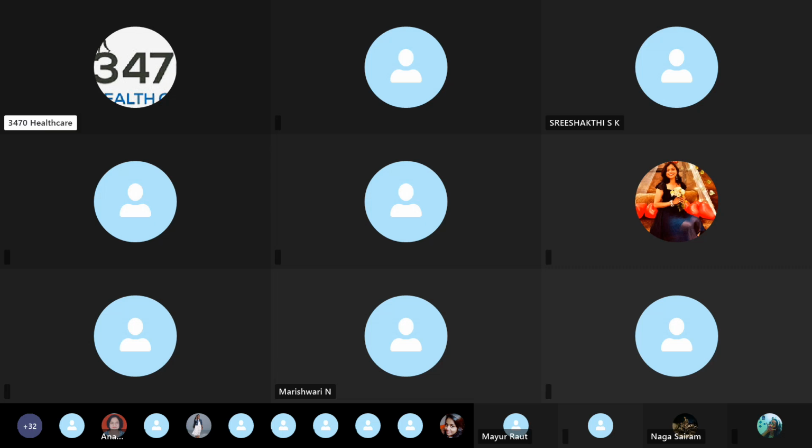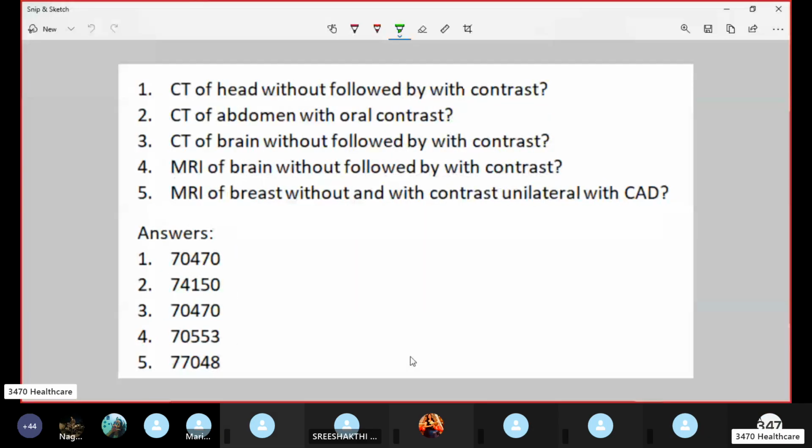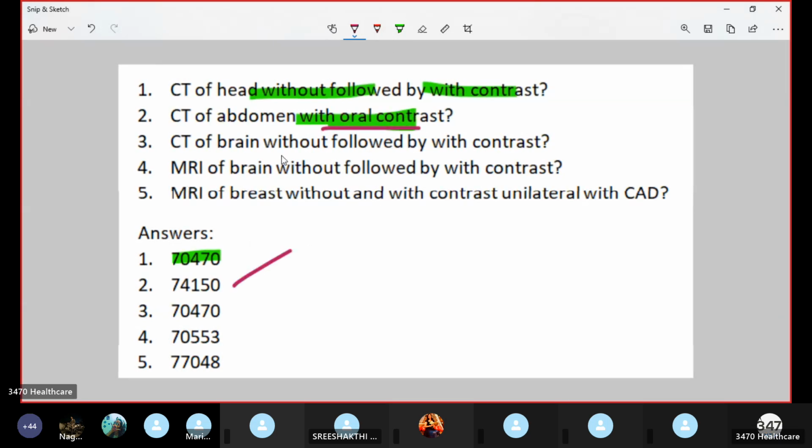Okay. Now I will give the answer. You can cross check. You have doubt anything, you can ask me. So please cross check. First one 70470. The without followed by with. Then second one oral contrast mentioned. Oral is not considered. So without contrast.